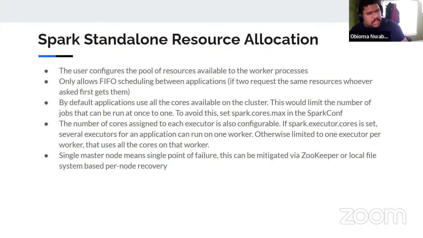So what you would want to do is to limit Spark cores max in the Spark conf. You can do that by passing in a conf value with your Spark submit, or you can do it in the code of your application, setting the setting in the Spark conf.